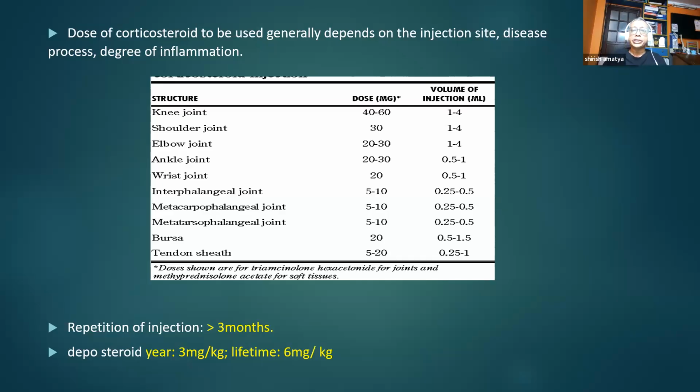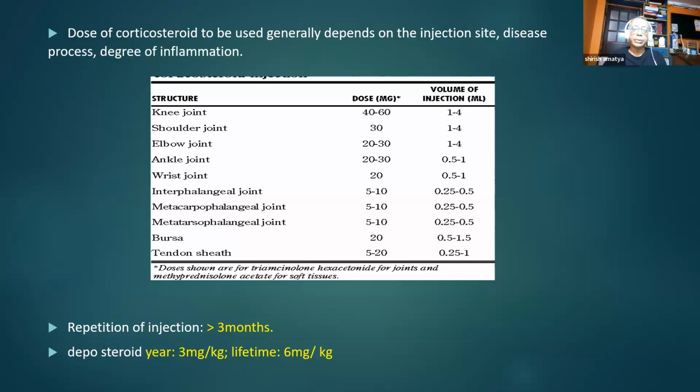Similarly, in the shoulder joint it is 30 milligram. In the elbow joint it is 20 milligram, and in the ankle joint we usually use 20 milligram of methylprednisolone or triamcinolone. The interphalangeal joint and metacarpophalangeal joint are basically small joints. Even in the facet joint, we usually use 5 to 10 milligram of steroid, and the volume of injection in these small joints is very less, about 0.25 to a maximum of 0.5 ml per joint.